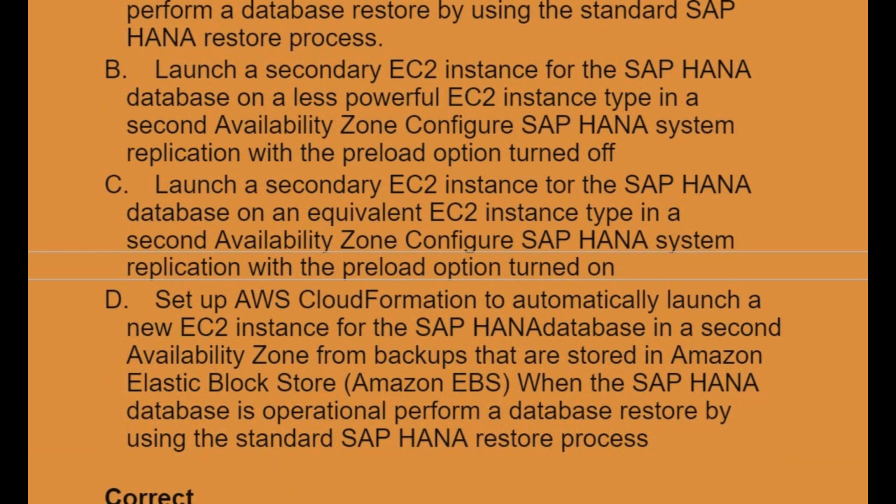Option D. Set up AWS CloudFormation to automatically launch a new EC2 instance for the SAP HANA database in a second availability zone from backups that are stored in Amazon Elastic Block Store, Amazon EBS. When the SAP HANA database is operational, perform a database restore by using the standard SAP HANA restore process.